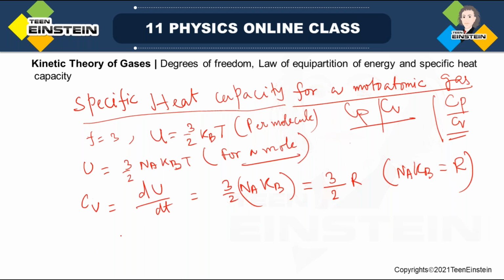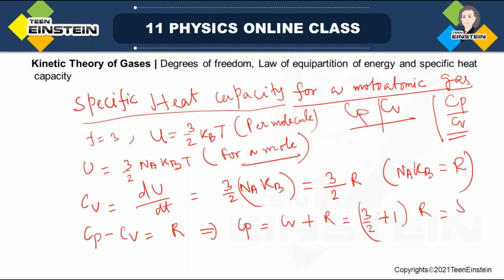So Cv we have got. We have to find out Cp. We know Cp minus Cv is equal to R again. So we can write Cp as Cv plus R. What is Cv? Already we know Cv is equal to 3/2 R, and this is another R. So it will be 5/2 R. That means you get 2.5 R.